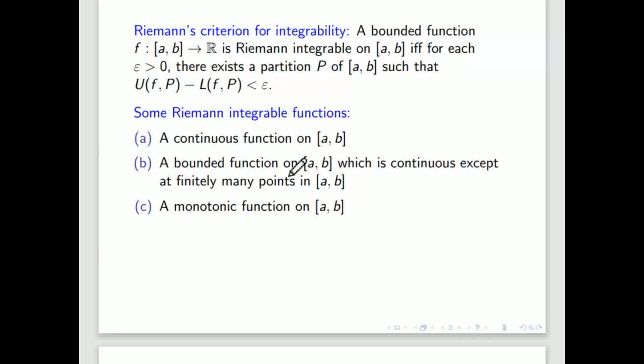Sir, you are muted. Sir, you are not audible. Then we can integrate. My voice is coming. Yes, sir. Now it is coming.